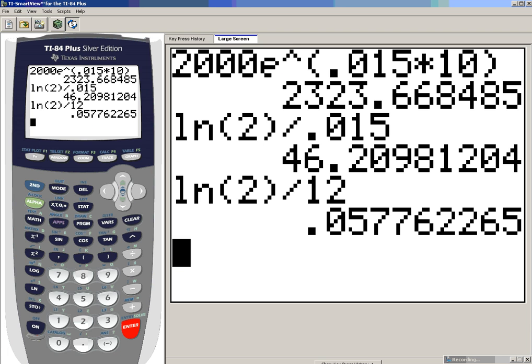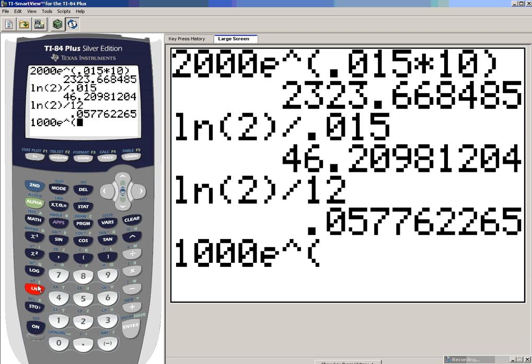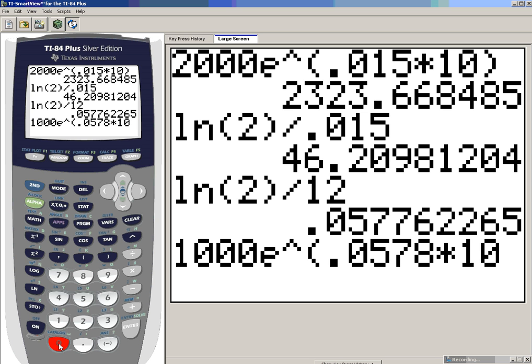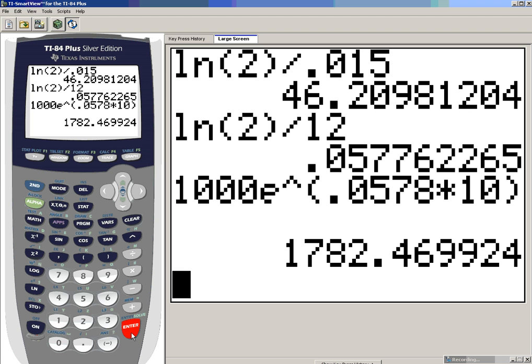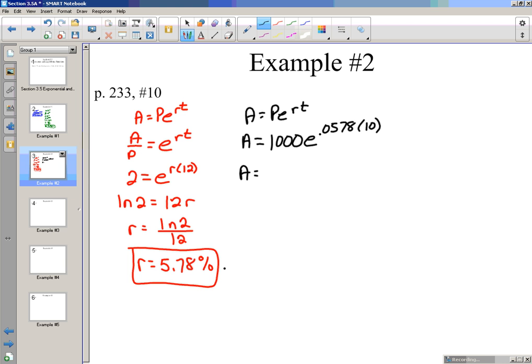Plug that whole expression into your calculator. 1,000 times e to the 0.0578 times 10 power, and we get $1,782.47.